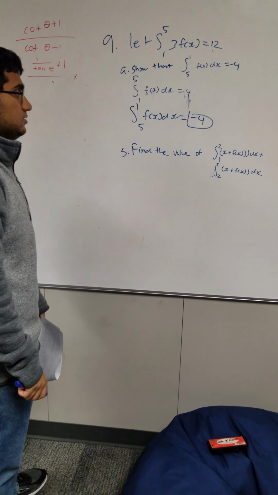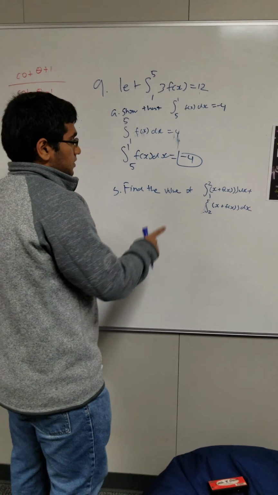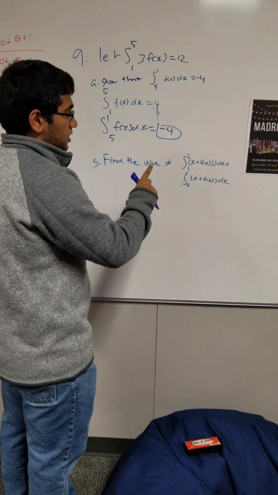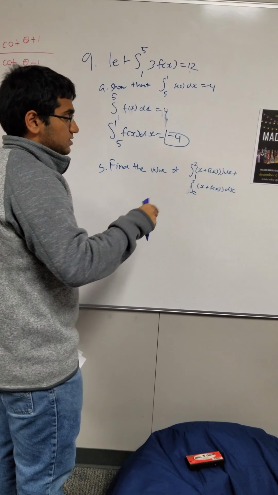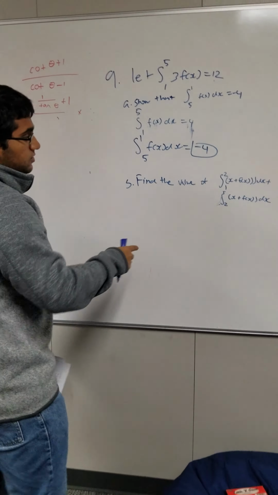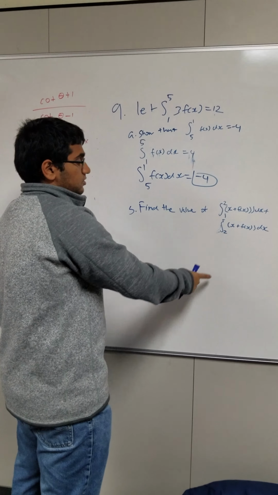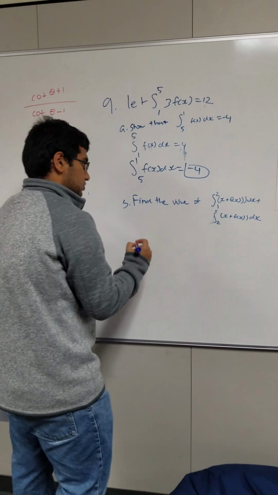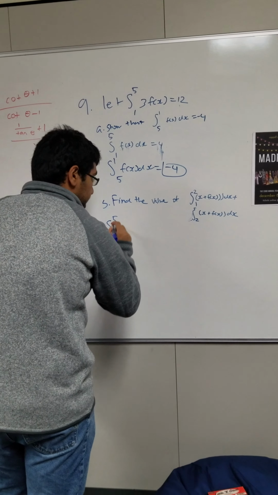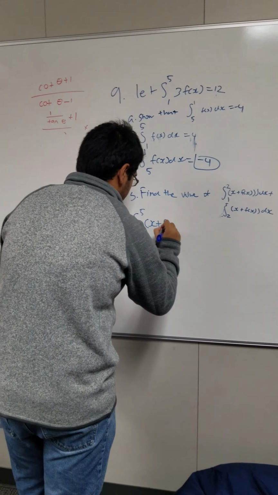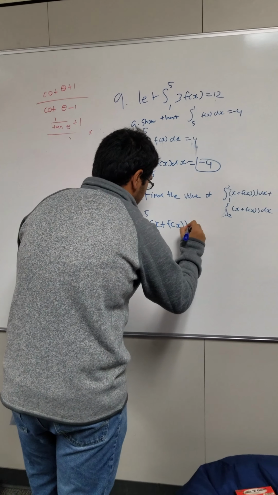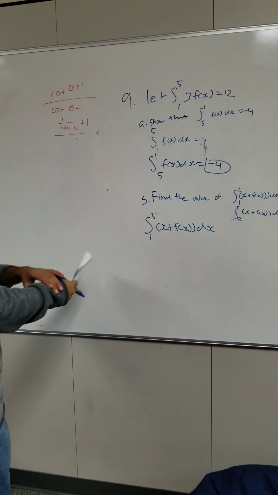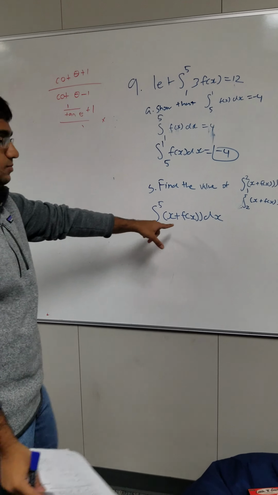Now the second one: we're told to find the value of the integral from 1 to 2 of x plus f(x) dx, plus the integral from 2 to 5 of x plus f(x) dx. And one thing you have to know is that because the b value of the first and the a value of the second are the same, we can make this a combined integral.